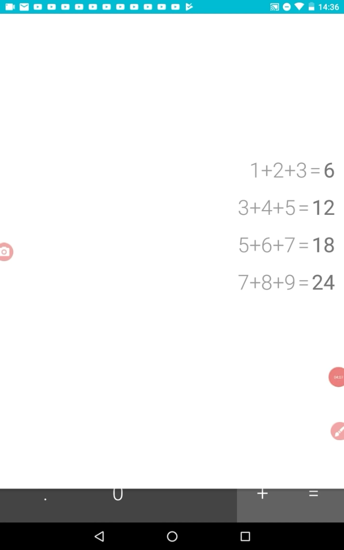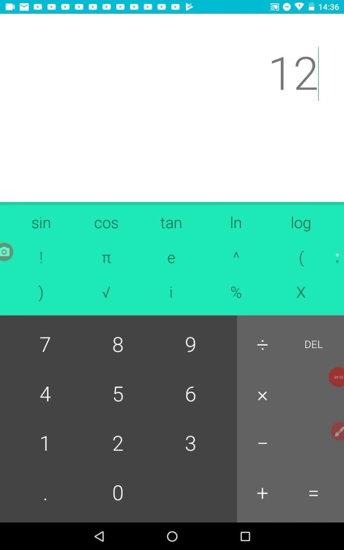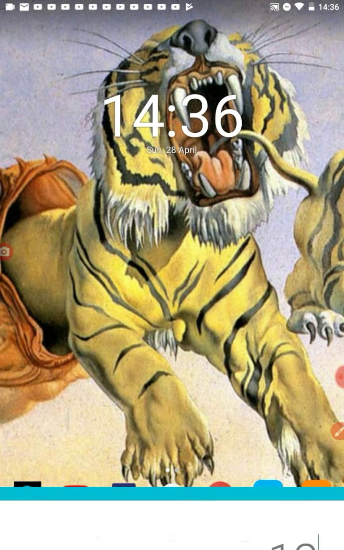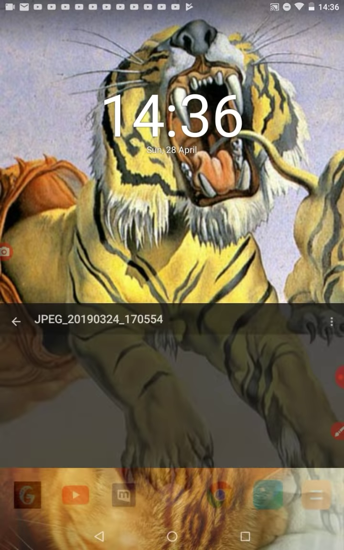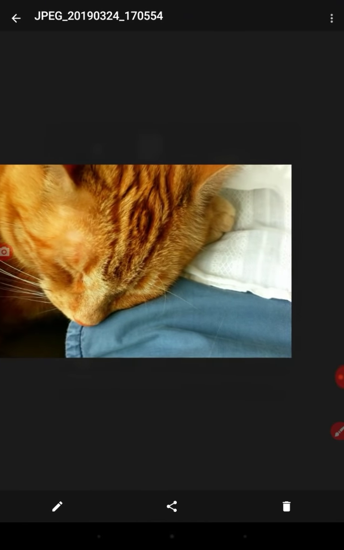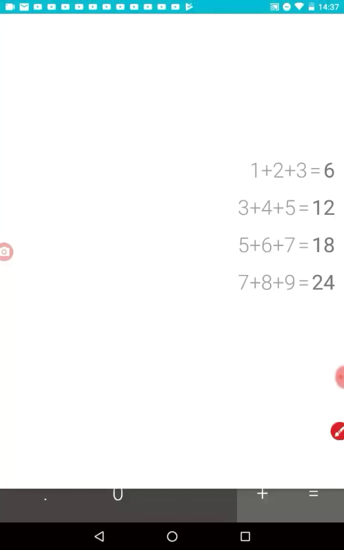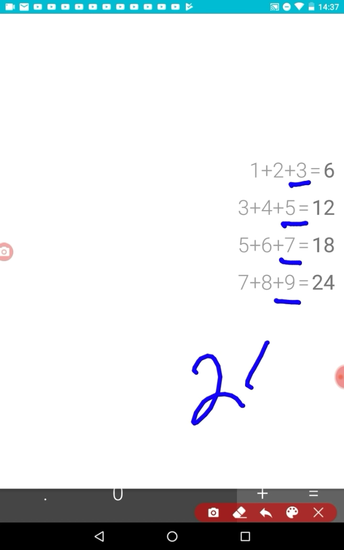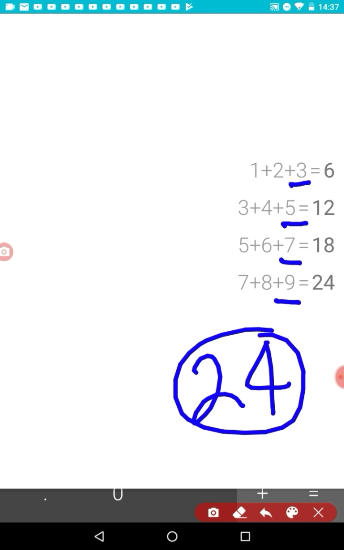What you'll also notice is the last number in the sequence is 3 plus 5 is 8, plus 7 is 15, plus 9, 15 plus 9 is also 24. 24 hours in a day.